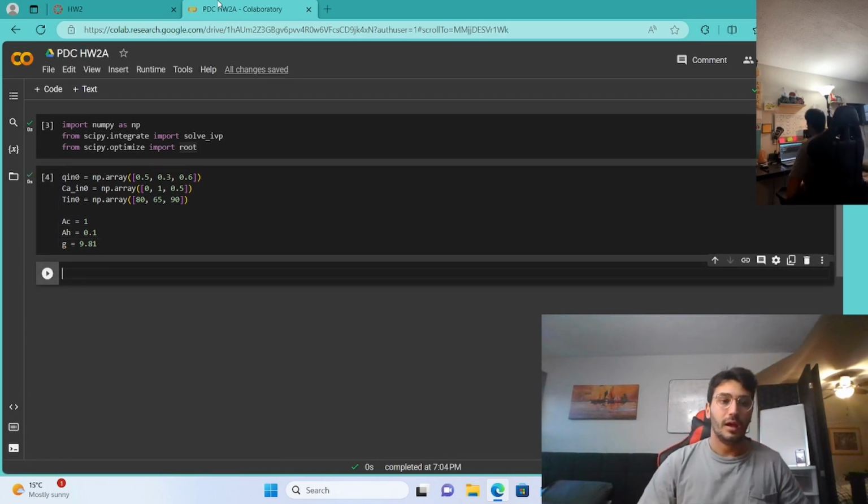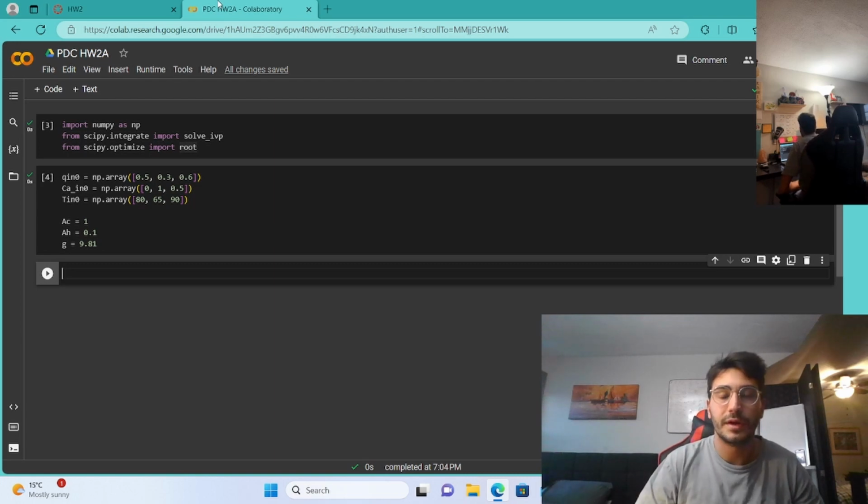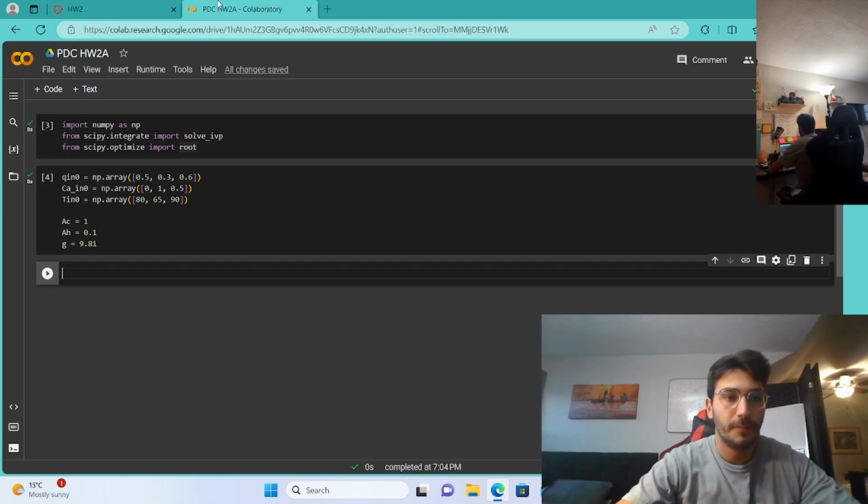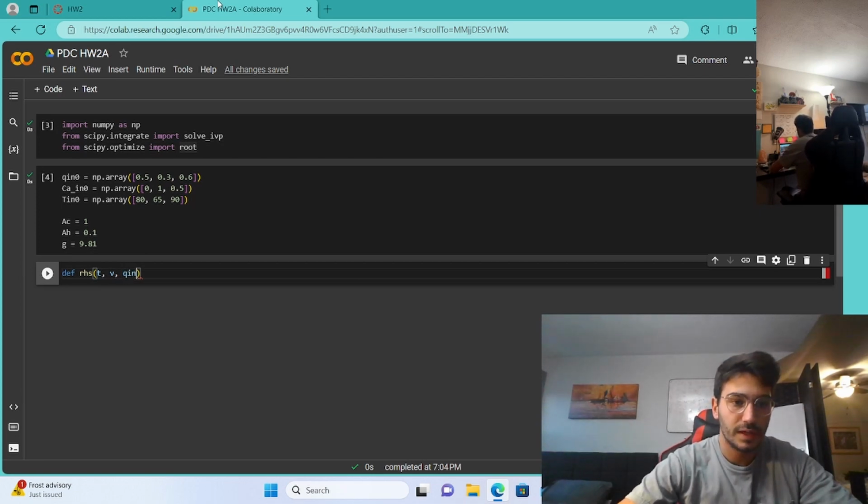Okay, sweet. So now we can go ahead and create an equation so that we can solve for those three things. We define a function called right hand side, and we're going to be passing time, and then of course a vector as always. We're going to have to unpack it, and our values are Q_n, C_A_n, and T_n.